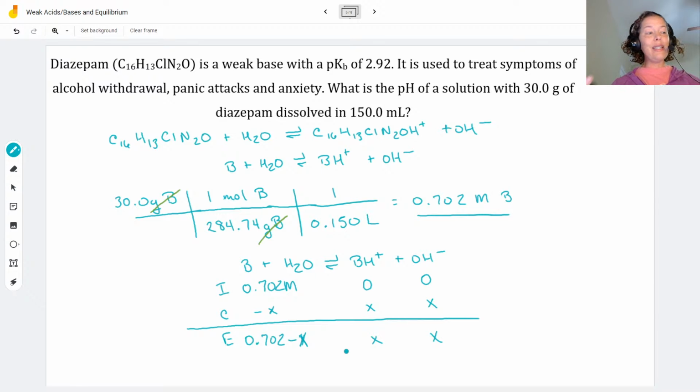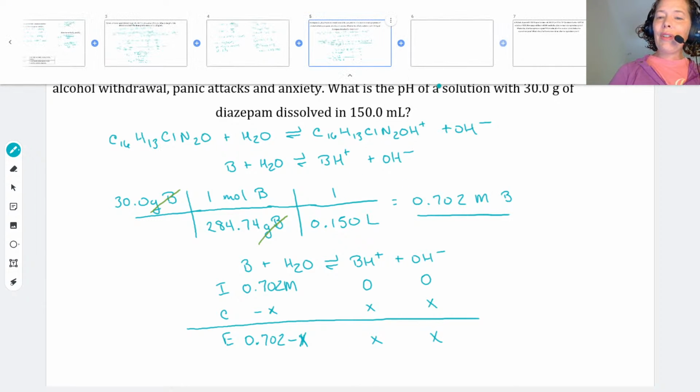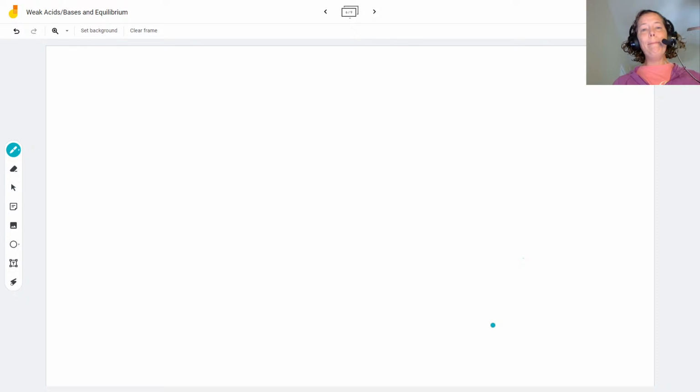So this is my ICE table. Okay, that's fantastic, but I am not done with this problem and I need another page. So let me get myself another page. Okay, so my ICE table is done, but I have not put any of my equilibrium concentrations into my expression for Kb because I haven't written an expression for Kb yet.